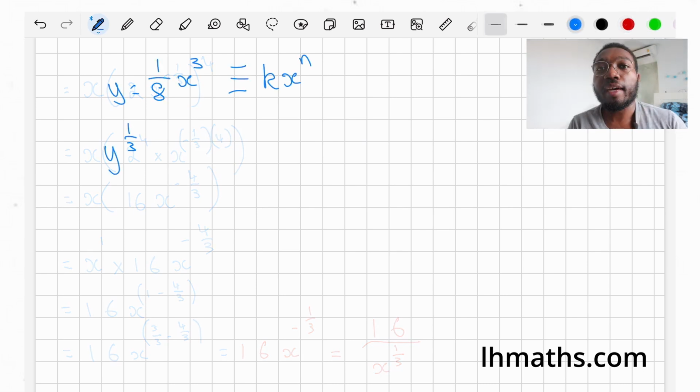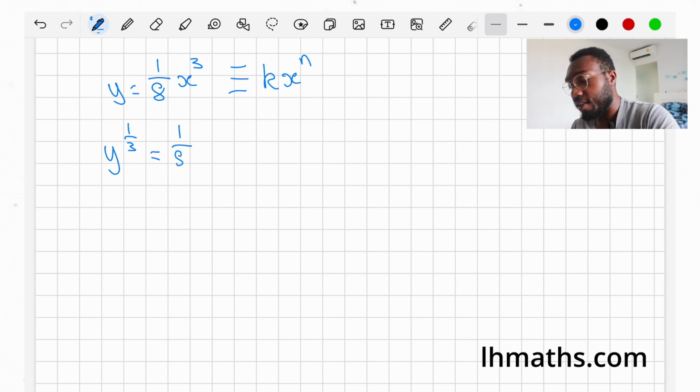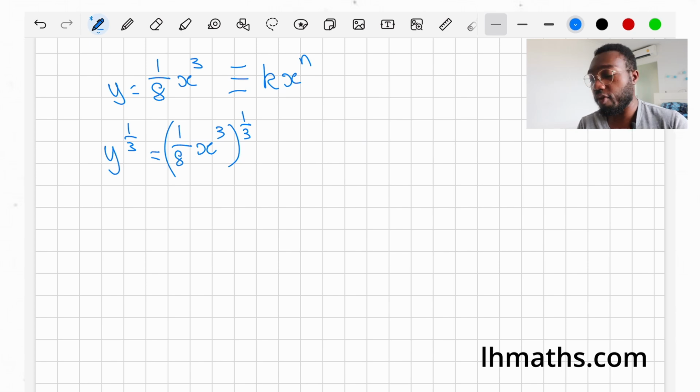And then we can rewrite that as 16 over x to the power of 1 over 3. Okay, so for the next question, we have y is equal to 1 over 8 x to the power of 3. And we want to rewrite that in the form of k times x to the power of n, where k and n are constants, and we want to find the value of y to the power of 1 over 3. So if we know what y is, and we want to find y to the power of 1 over 3, in this case, it would just be 1 over 8 x to the power of 3, all raised to the power of 1 over 3, okay?